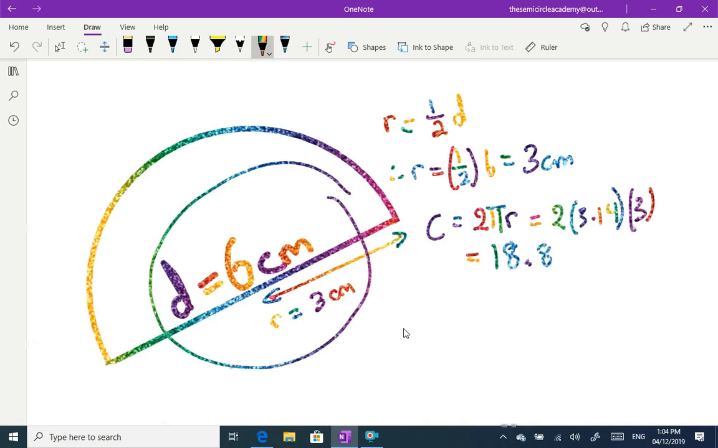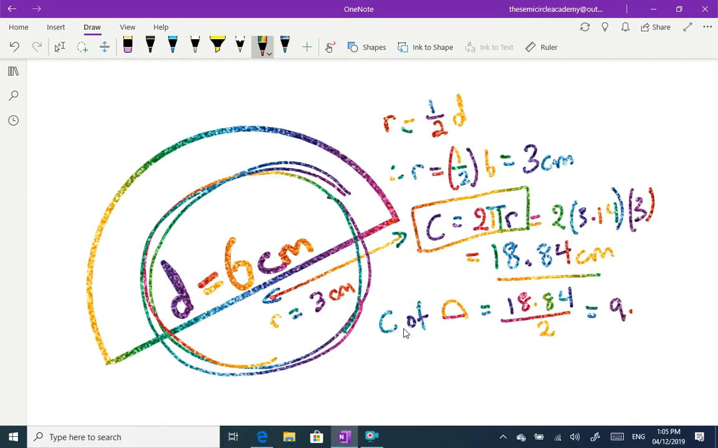So the circumference of the full circle is this, 18.84. So now we can say the circumference of the semicircle will be 18.84 divided by 2, right? And that equals 9.42 centimeters. So remember, this 9.42 centimeters is the circumference of the semicircle.